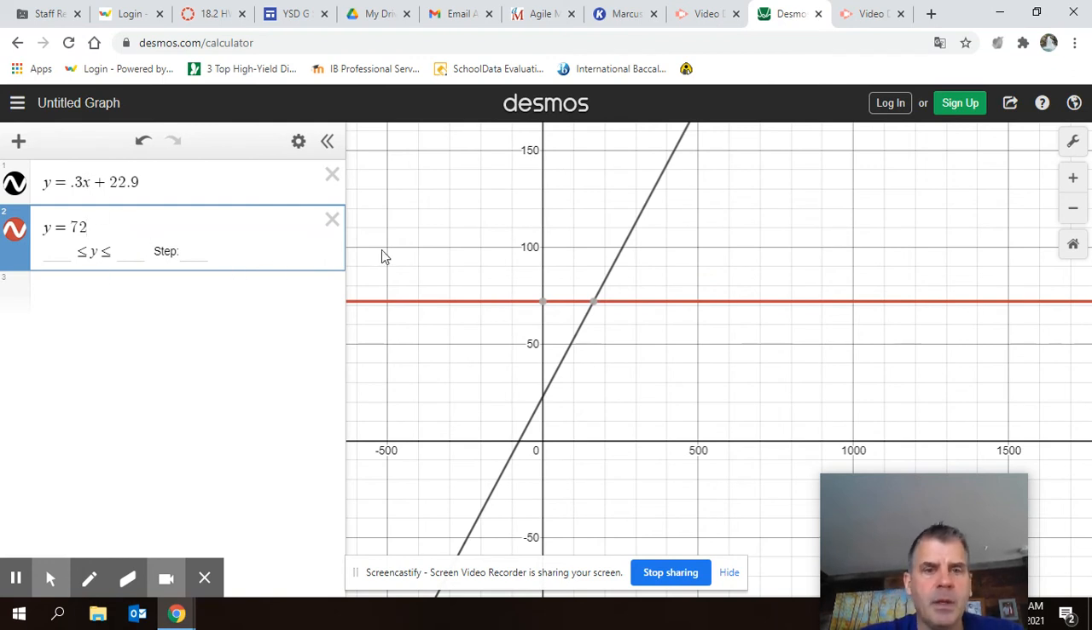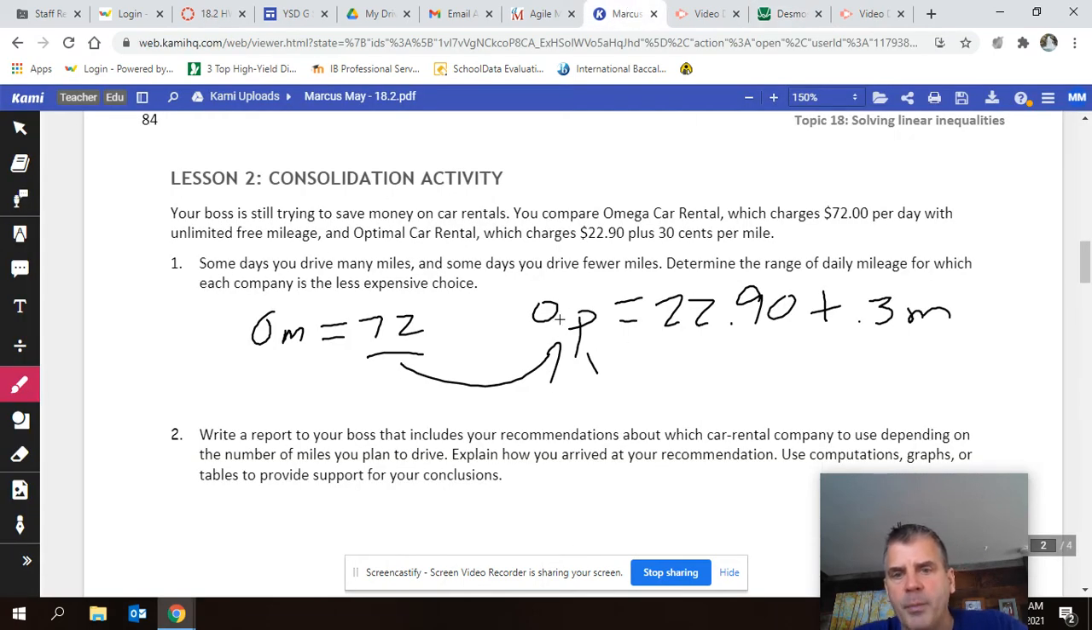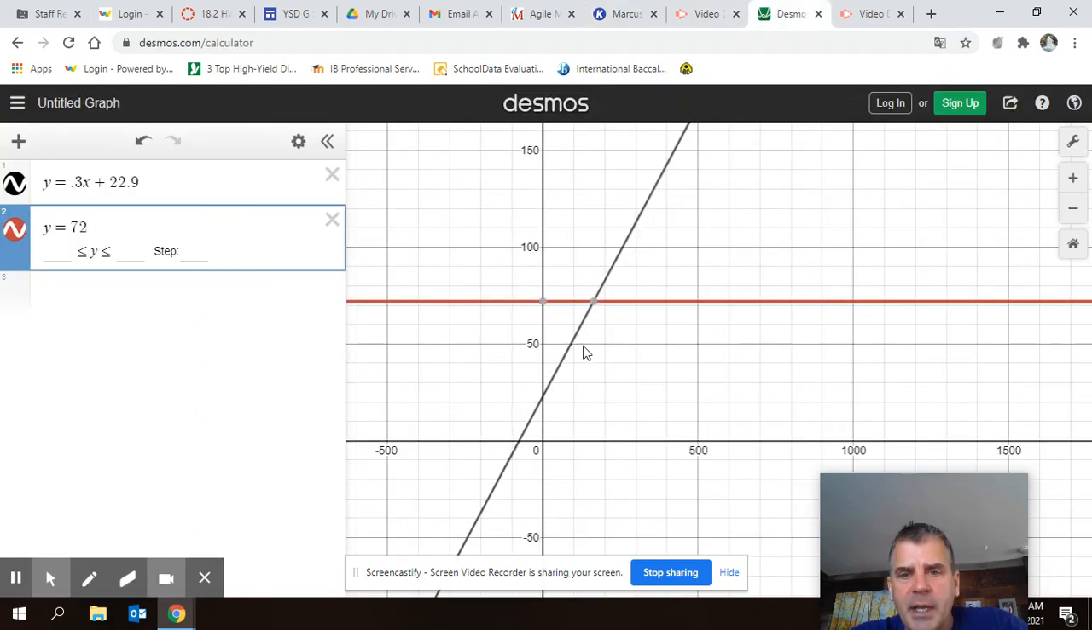So here we are again, looking at this range. If you're below $72, which is the number of miles between 0 and 163 miles, it's best to use Optimal, because it's going to be less than the $72 from Omega. If you're going to drive more than 163 miles, you don't want to use Optimal, you're going to want to use Omega because it's less.